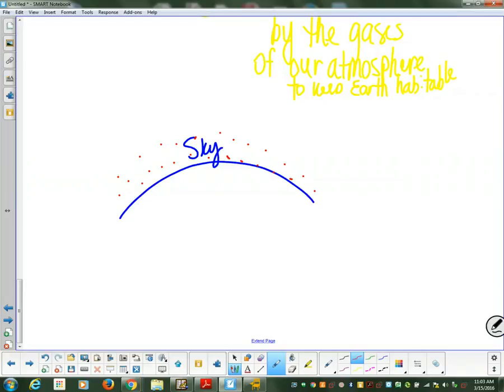And what we do know is the fact that the sun is going to strike our atmosphere at different angles. If we look at the globe for a second, and the Earth is constantly turning, what does this result in when it's constantly turning? What does it produce?